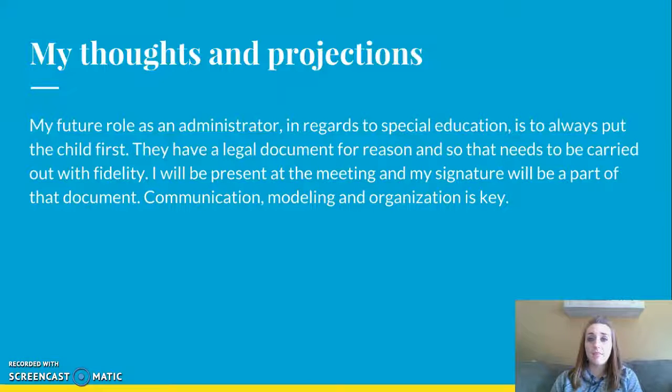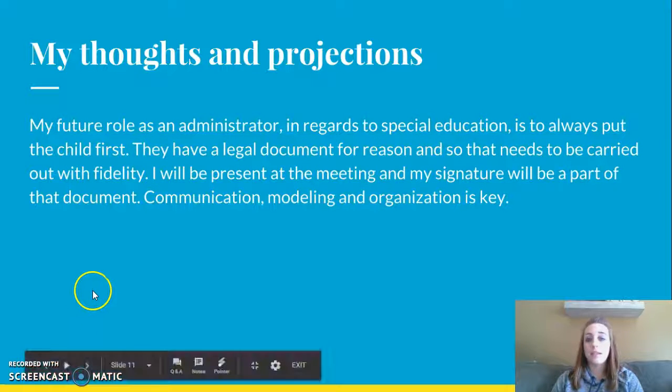Communicating with my staff, communicating with parents, even communicating with students, modeling for them how I want things to be done. If there is a situation that I feel could maybe be done a little bit differently, modeling it for them, and then to be organized. Organization is key, making sure that I can count back my steps. I know exactly where they are. I can find data easily, and I can pull things out on the fly if I need to. So being organized would be very helpful with that.